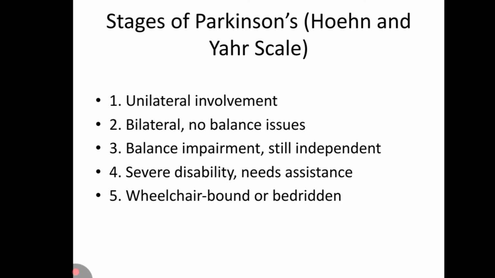Now, let's talk about the stages of Parkinson's disease on the Hoehn and Yahr scale. Number 1 stage includes unilateral involvement. Number 2 includes bilateral, no balance issues. Number 3 includes balance impairments, still independent. Number 4 includes severe disability, needs assistance. And number 5 includes wheelchair bound or bedridden.